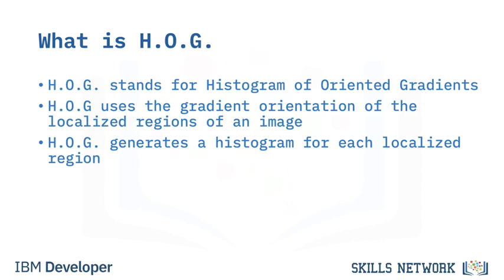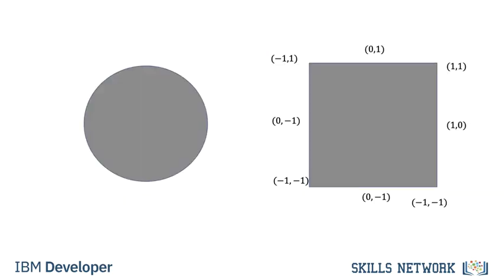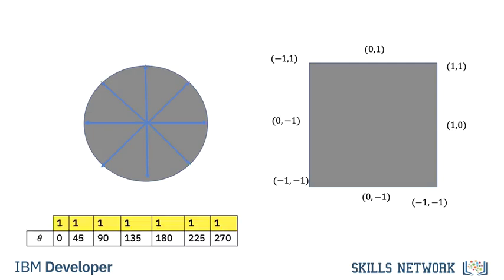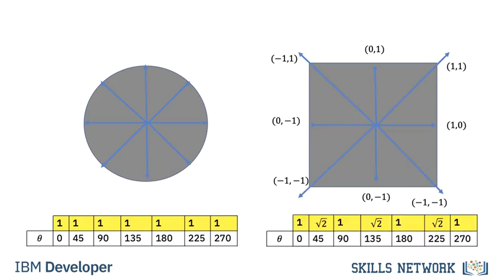Let's give a basic idea of how HOG works. Consider the unit circle. We expect the gradients to have the same magnitude. We can calculate the histogram where each bin index is the angle of the gradient. The value of the histogram is the magnitude. We can plot the gradients for the square. The square will have a different histogram.